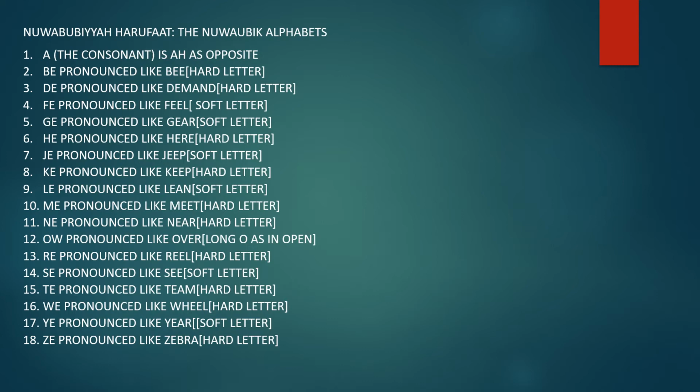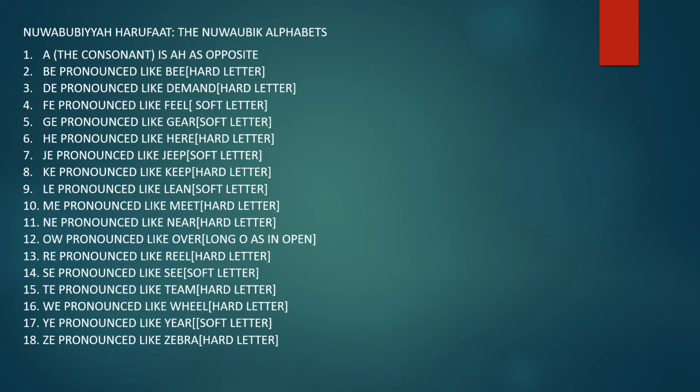Okay, so this is pronounced O, as in over, a long O as in open, right? So the difference between this letter and the regular O is the O is actually pronounced like ah. Just like if you was to say the word in Nuwaubik for past, P-A-S-T, it's spelled M-O-D, and that's not mode, that's mod, right? So just know the difference when you see the O and the O-W.